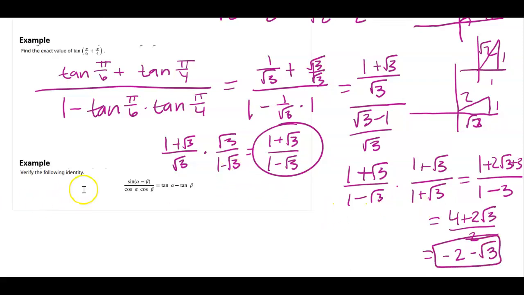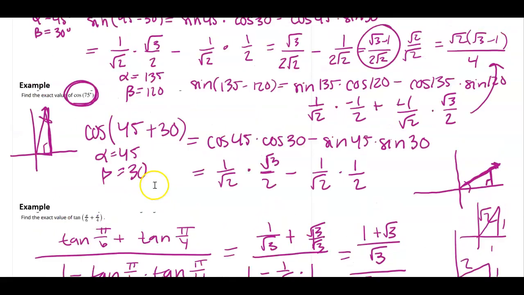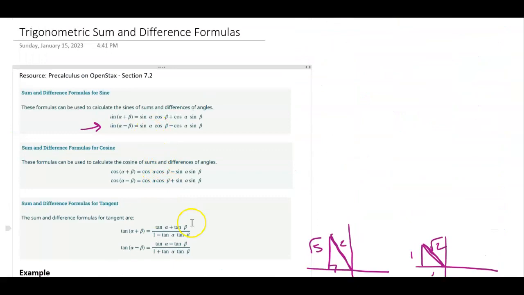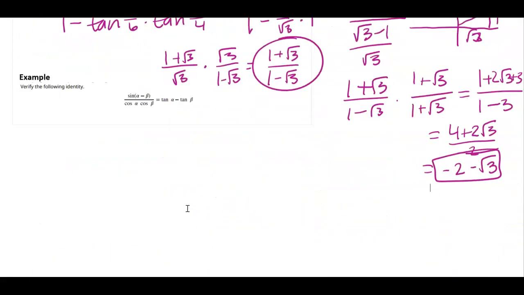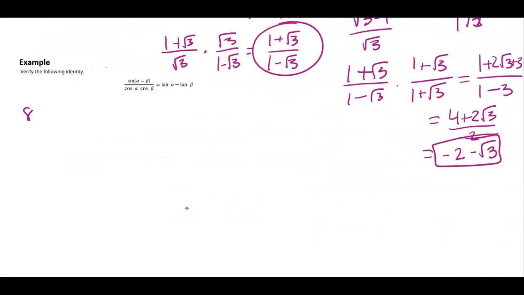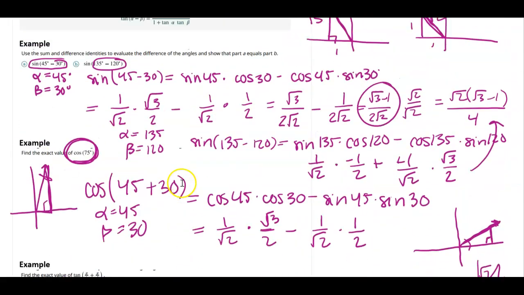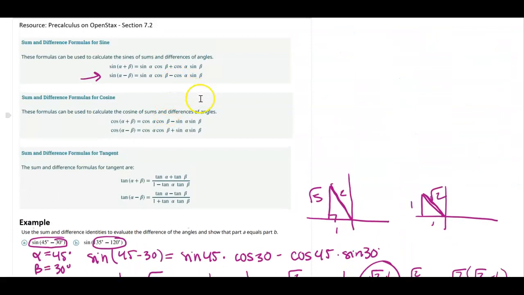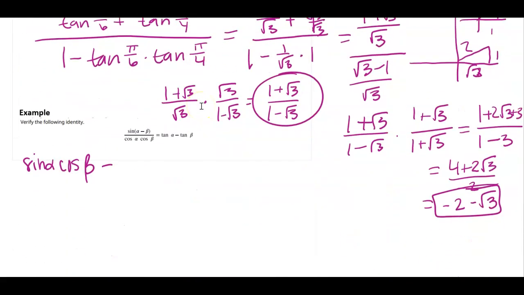All right, let's do one final problem here. I'm going to use the difference identity for that sine piece. So that's sine alpha cosine beta, excuse me, minus cosine alpha sine beta, all over cosine alpha cosine beta.